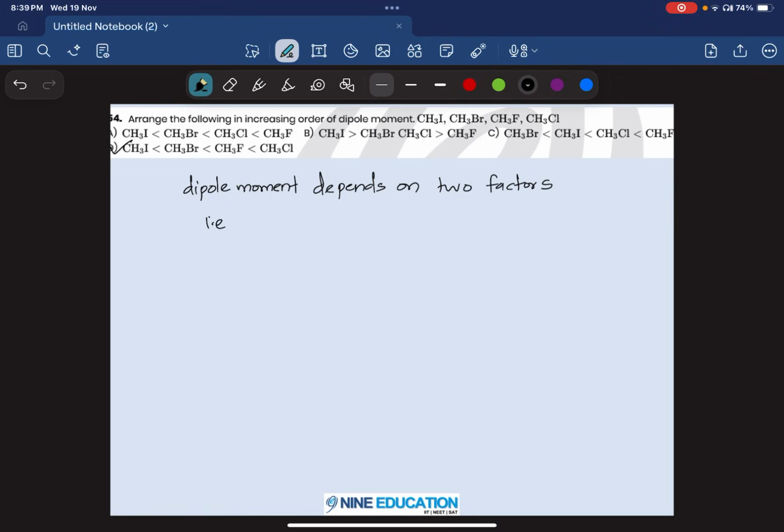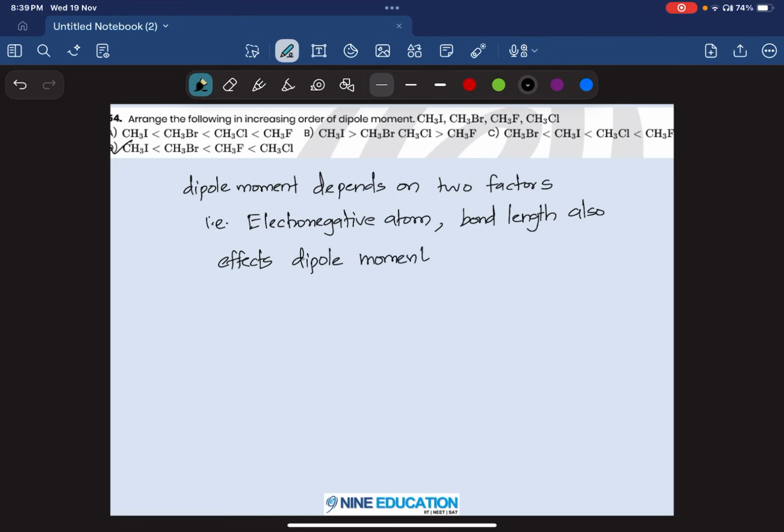Dipole moment depends on two factors, that is electronegativity and also bond length. The more electronegative the atom, the more its ability to polarize the bond and attract the shared pair of electrons, creating positive and negative dipoles. Also, bond length is one factor which affects the dipole moment.